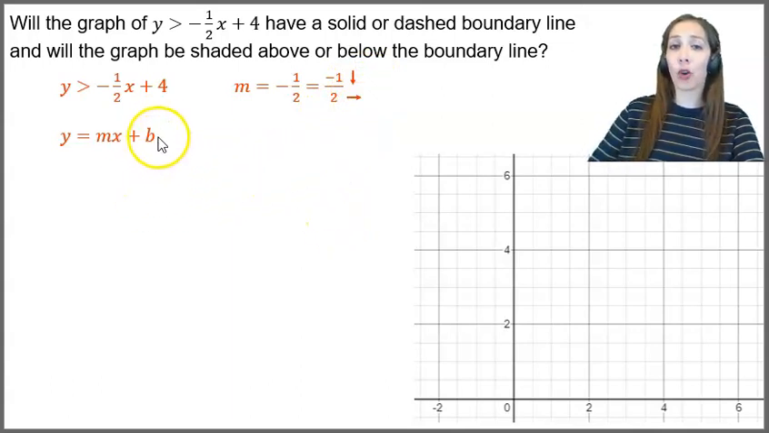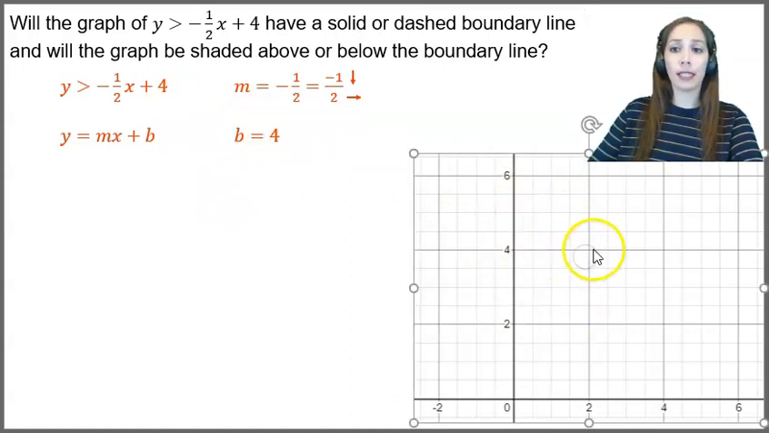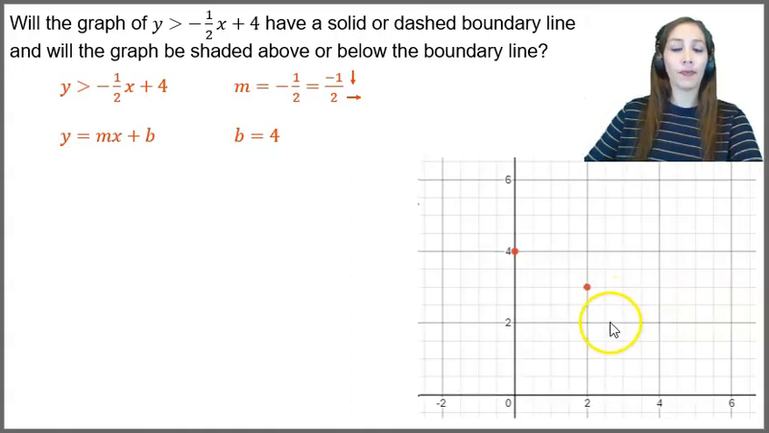We can also get our y-intercept or our b from this. It is equal to 4. So I can go ahead and graph these two here on my number line. First of all, I can graph my y-intercept of 4. And when we do the y-intercept of 4, now we will look at our slope. So we would go down 1 to the right 2. So we would have a point right here.